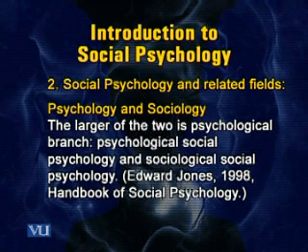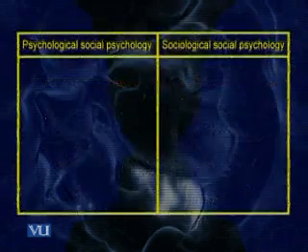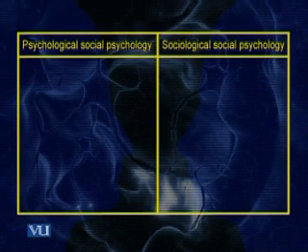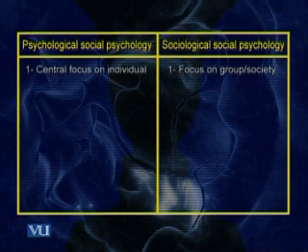He said in his Handbook of Social Psychology in 1998 that the larger of the two is psychological social psychology and sociological social psychology. It means psychology is the main element of social psychology and sociological social psychology. In this slide, you will see a few differences that have been highlighted between psychological social psychology and sociological social psychology. Number one difference is that the central focus of social psychology is on the individual, while sociological social psychology downplays the role of the individual. It instead focuses on groups and society.